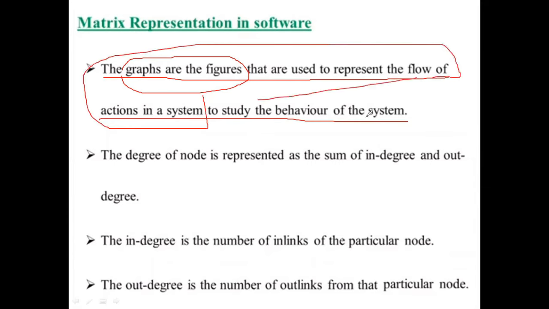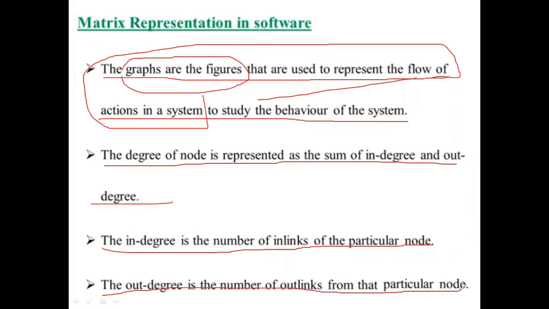To study the behavior of the system, the degree of a node is represented as the sum of in degree and out degree. That means in degree is nothing but the flow that comes to the node, and similarly out degree means the flow goes to another node from one node. The in degree is the number of inlinks of the particular node. The out degree is the number of outlinks from the particular node.